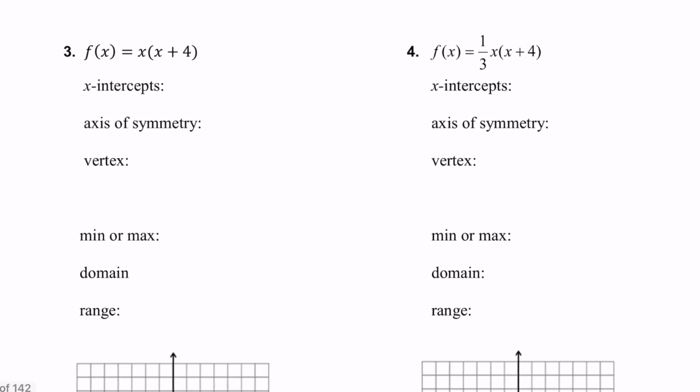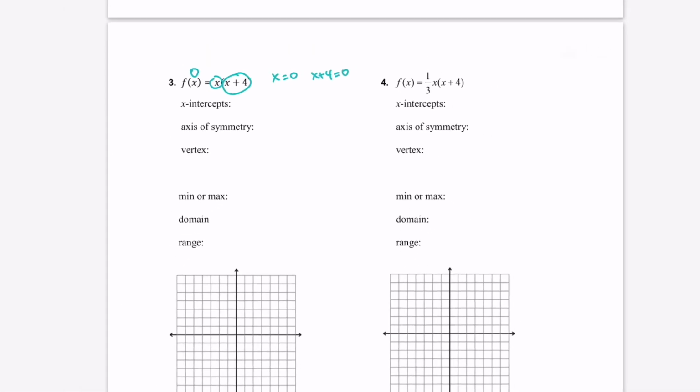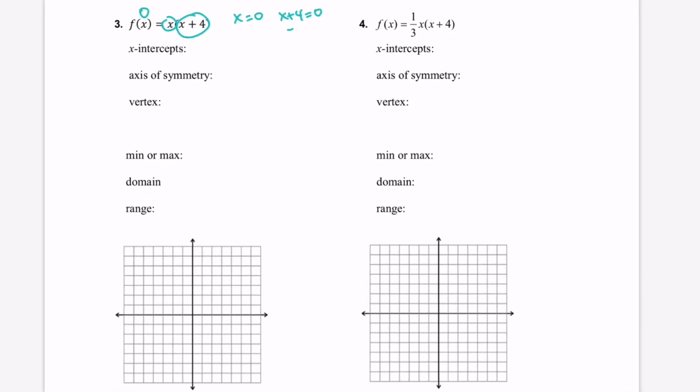Okay, now this one, if we put a 0 in for the y, or the f of x, which is another way of saying y, we're going to set each piece equal to 0. We say x equals 0 and x plus 4 equals 0. We have an intercept at 0, but we also have one at negative 4, because if we minus 4 from both sides, that would give us a negative 4. So if we were to write this as points, we would have negative 4, 0 and 0, 0.